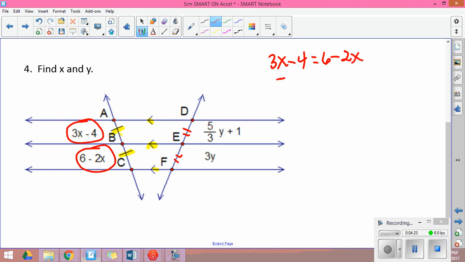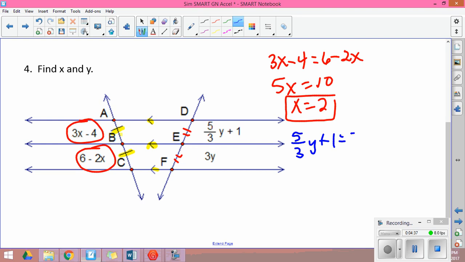If I add 2x to both sides, I end up with 5x. If I add 4 to both sides, I end up with 10. X is 2. When I go to solve for y, I have 5/3 y plus 1 is equal to 3y. And even though I love fractions, the easiest way to deal with this fraction is if I multiply everything by 3 to clear that fraction.